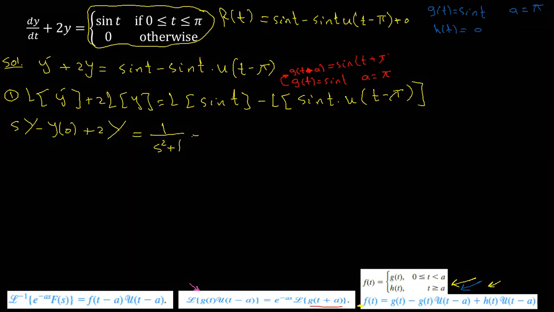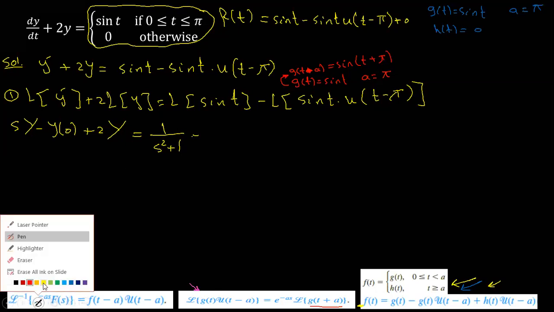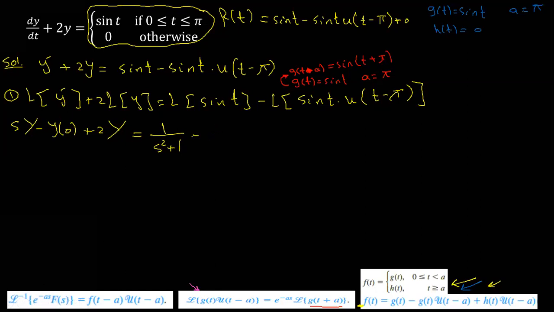Great. I understand. Let me go back to yellow now and continue writing the solution. So minus, you said, Professor, you have to apply the rule down. It is e to the negative pi s times the Laplace transform of g of t plus a, and you said it is sin of t plus pi.